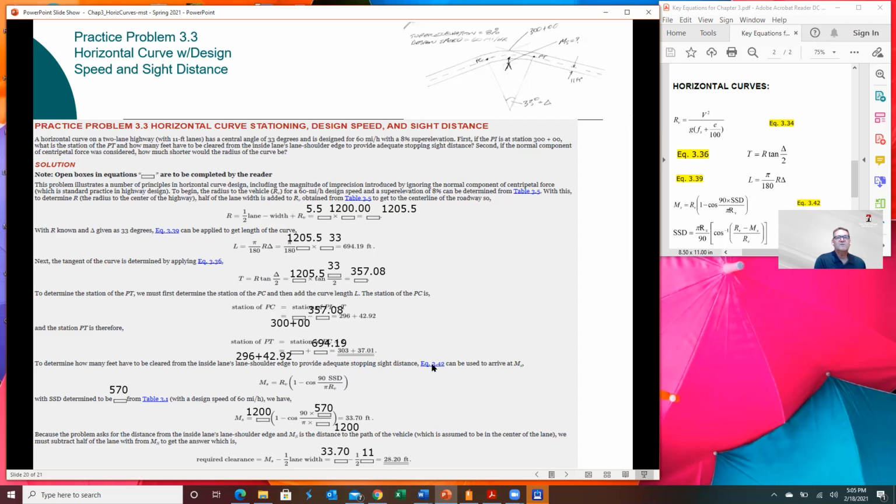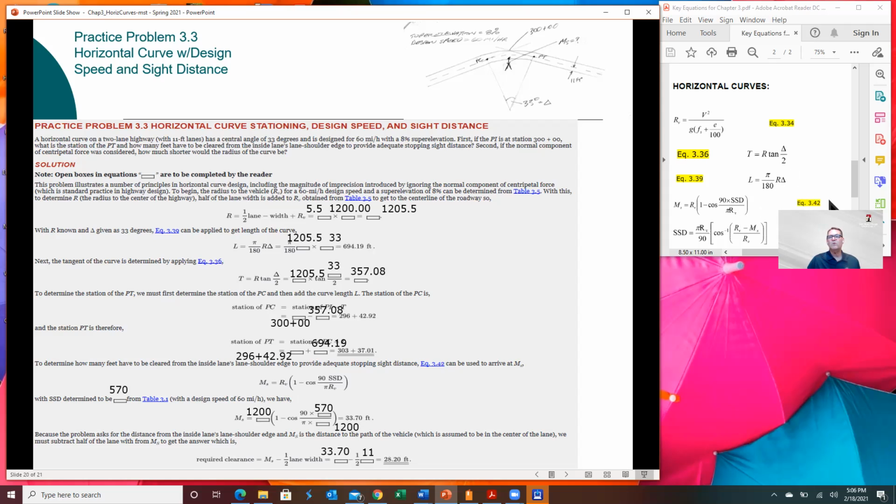So anyway, I think that's the last problem I have to go over. And so basically, if you look at the list of equations that we have over here, there's this one that's focused on the coefficient of side friction and superelevation. Then you've got these two very basic circular curve equations for solving for the tangent and the length of the curve.